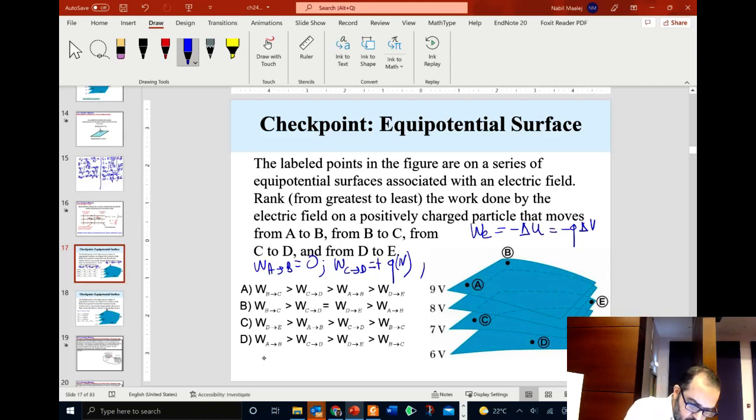Okay, let's do A to B. B to C. So if we go from B to C, delta V is what? It's 7 minus 9, that's minus 2. Minus Q times minus 2, that's 2Q. So this is 2Q. Okay, the last one is the work from D to E.